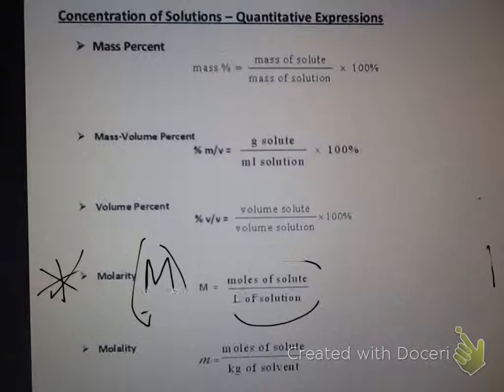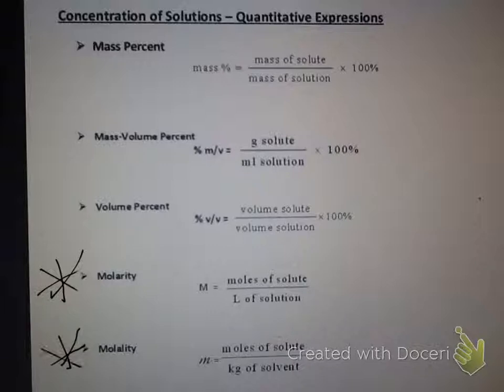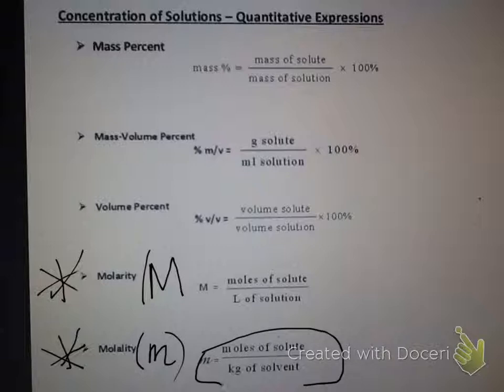All right, and the last we have is a little bit different, and this concentration term is going to be used a little bit later in our colligative properties. But molality. Molality is a small cursive type m. So molarity is a big M. Molality is a small m. Molality is the moles of solute divided by kilograms of solvent.